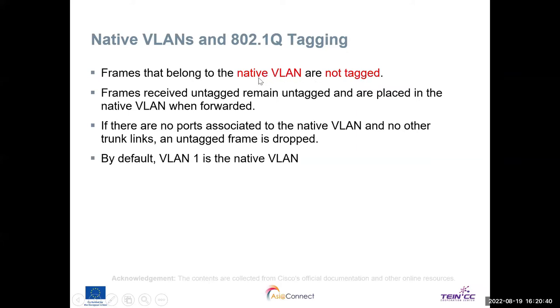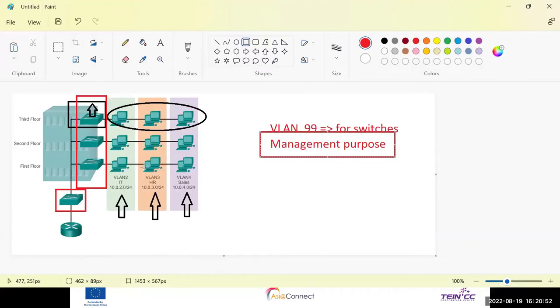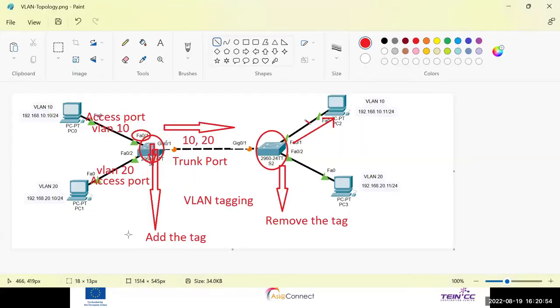So we want to give priority to native VLAN data so that they are not tagged and untagged. Just like what I showed here. I told you that in this figure, switch one will add the tag or sticker, and then switch two will remove the sticker. But for native VLAN, there will be no tagging, and then there will be no untagging. Do you get my point?